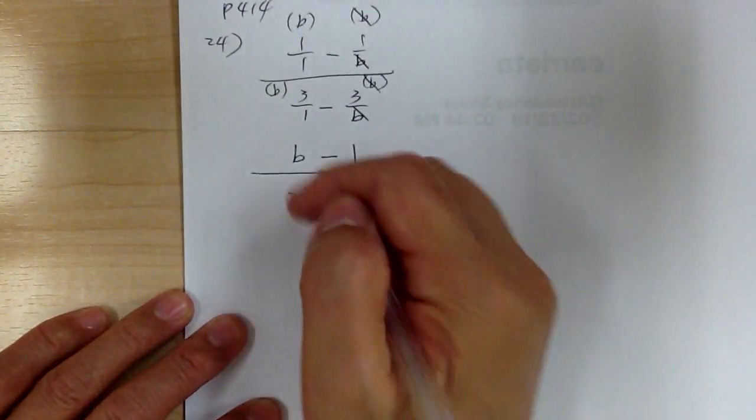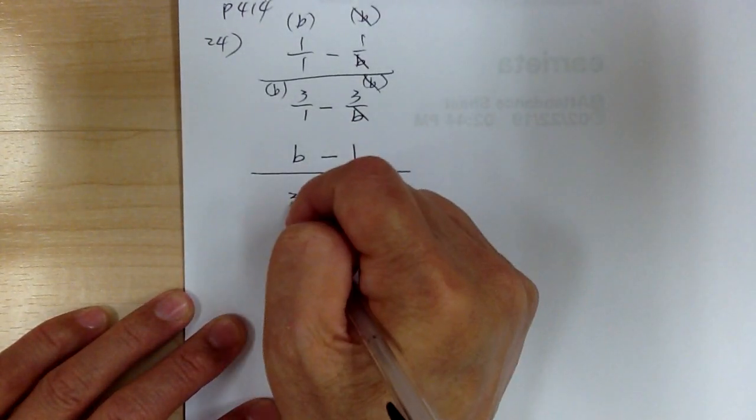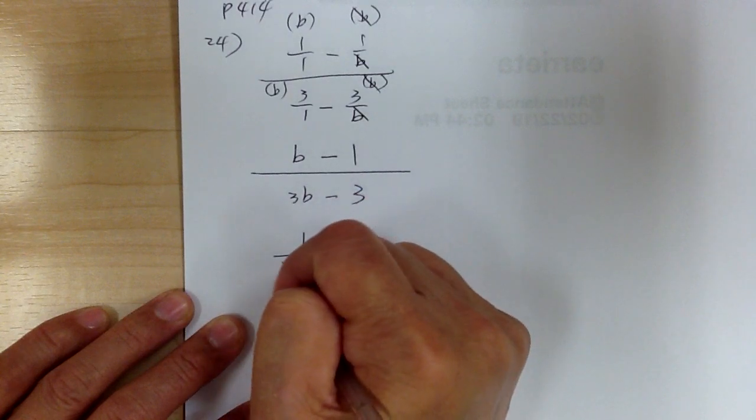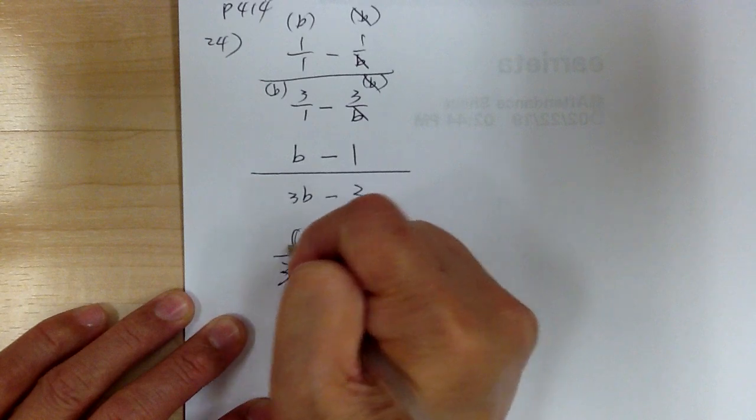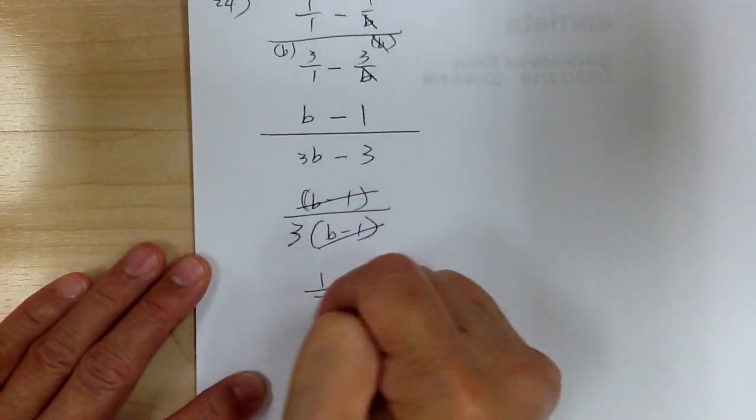And after that, you have to do factoring. So you can factor out the 3 from the bottom. Okay, and you can put this as a group, so that this whole thing can cancel out. So the answer will be 1 over 3.